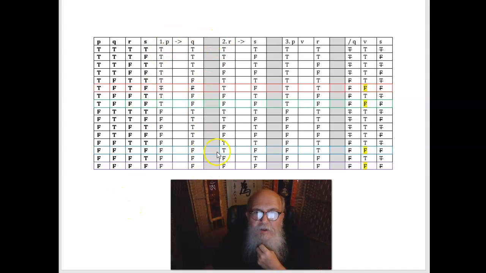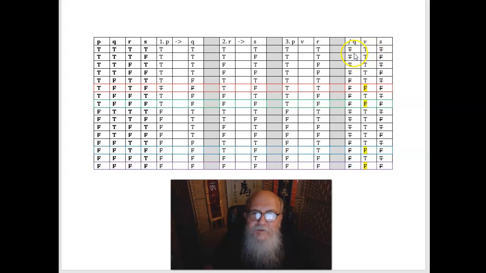I've generated my columns, marked off premise 1, premise 2, premise 3, and the conclusion. And now notice, I'm going to do the conclusion first. Why do the conclusion first? I'm trying to find if it's possible to have all true premises and a false conclusion. If the conclusion is true, it is obviously impossible to have all true premises and a false conclusion.